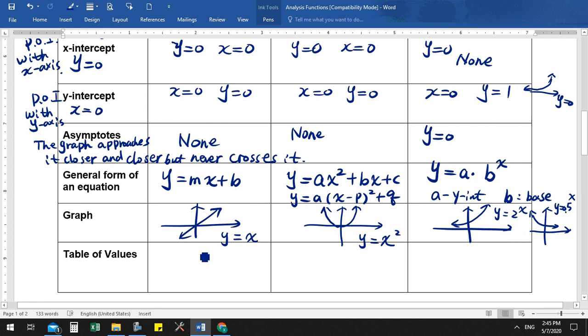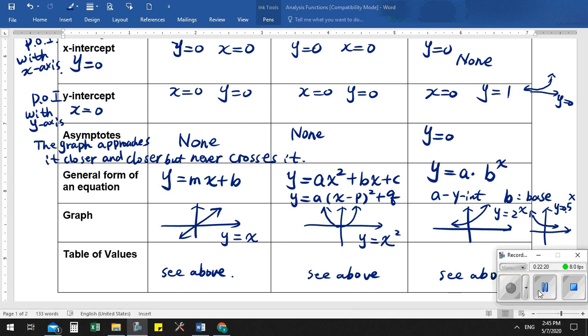Table values, we have on the top, so see above. We don't need to repeat it again. So this is for the first page. Now we are going to go to the next page.